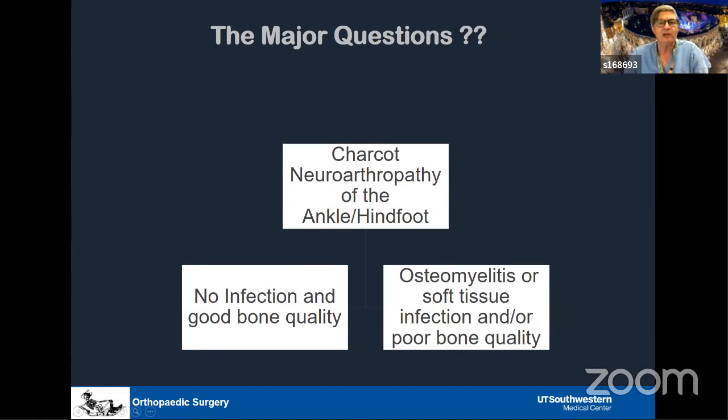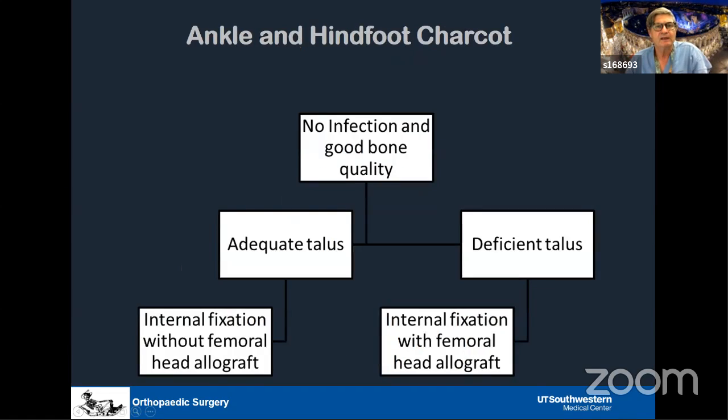And so the major questions that I look at in a Charcot of the ankle and foot are infection and bone quality. If there's no infection and good quality, I can go down one path. If there's osteomyelitis or soft tissue infection or poor bone quality, I might go down another path. And so this is how I look at it. If I have no infection and good bone quality and my talus is adequate, I will use a femoral head allograft.